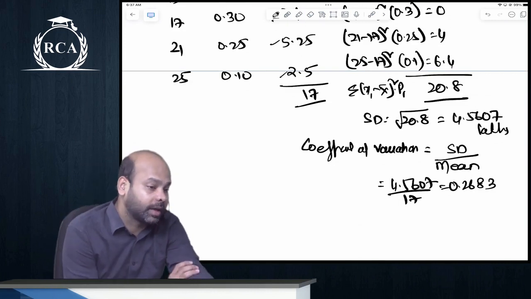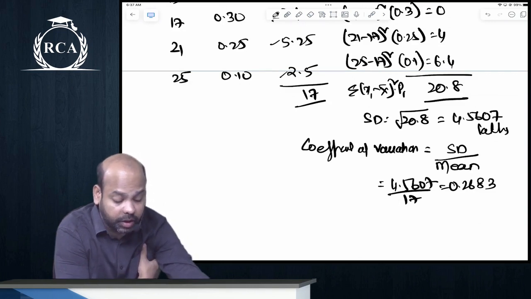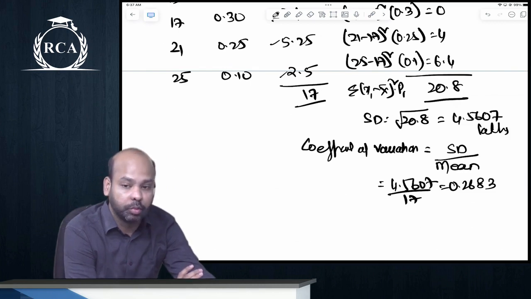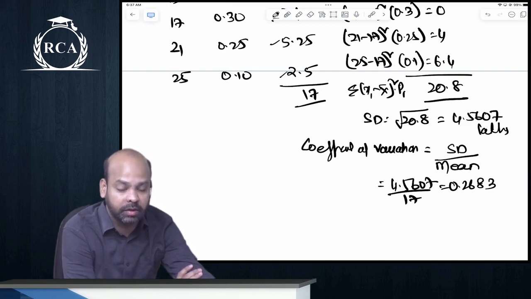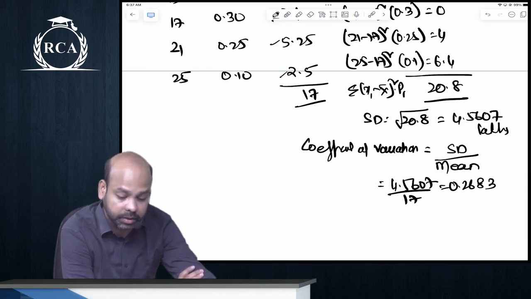So what will you write as the answer to the second part? Project S is riskier as the coefficient of variation is higher.